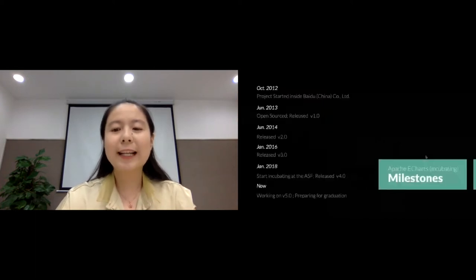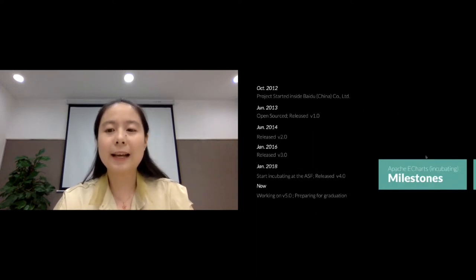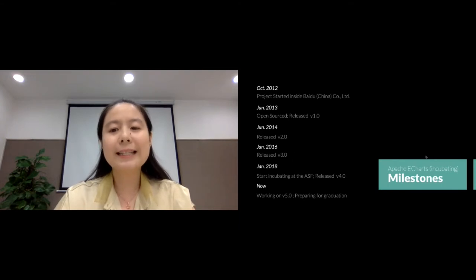ECharts was originally a project inside our company, Baidu. 8 years ago, an engineer created a chart tool to solve the problems relating to his job. And after half a year of improvement, he made this open source on GitHub under an organization of Baidu. In 2018, the project was donated to the ASF and it has been under incubation since then. Now we are working on our next big release, ECharts V5, and discussing graduation in our mailing list.